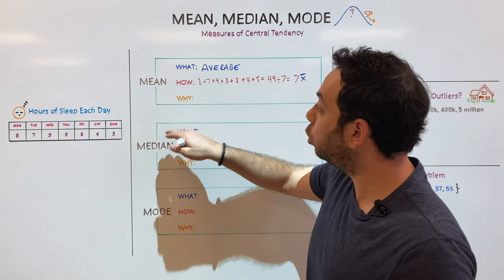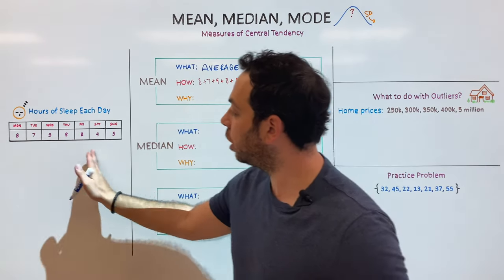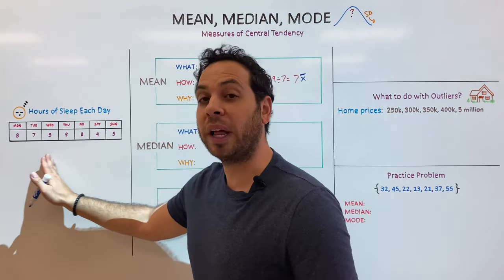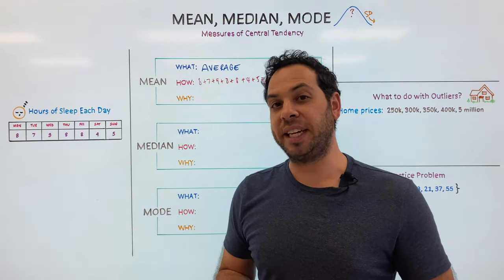Now, why would you use the mean over, let's say, the median and the mode? Well, if you look at our data points, because they are relatively the same, the mean is the best measure of central tendency to use.